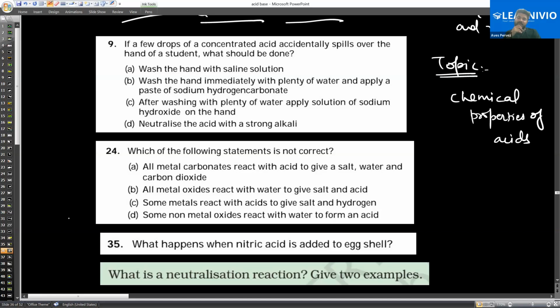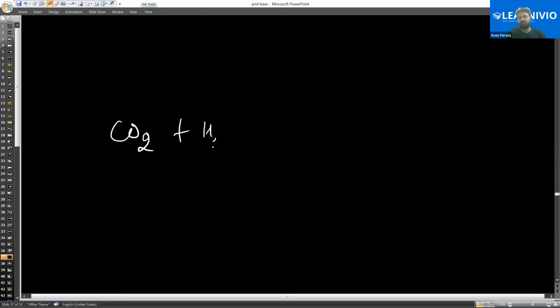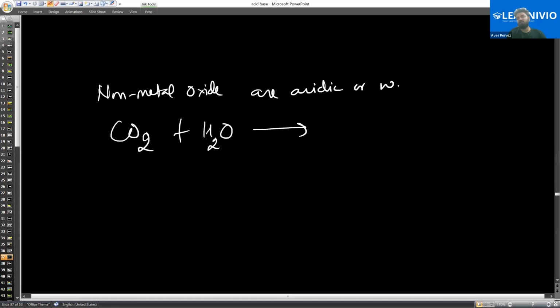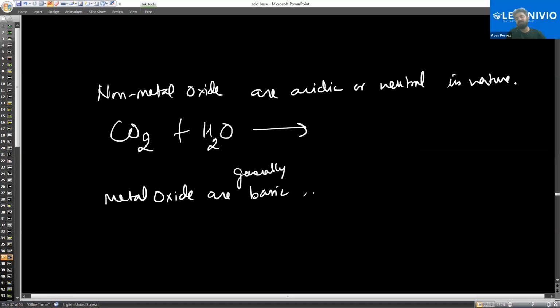Some non-metal oxides react with water to form acids. Non-metal oxides like carbon dioxide, when passed through water, form an acid. Generally, non-metal oxides are acidic. And metal oxides are generally basic. Note it down.